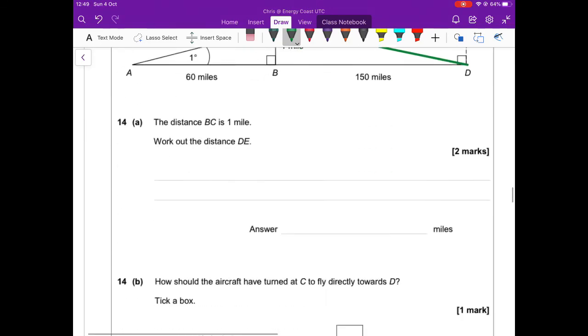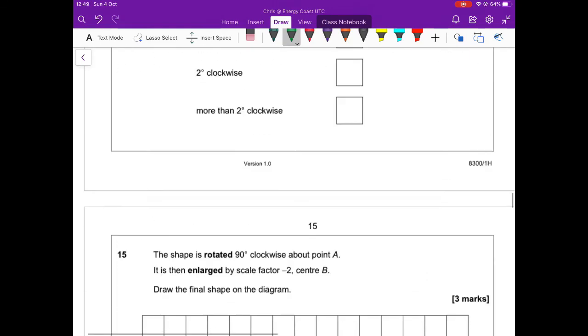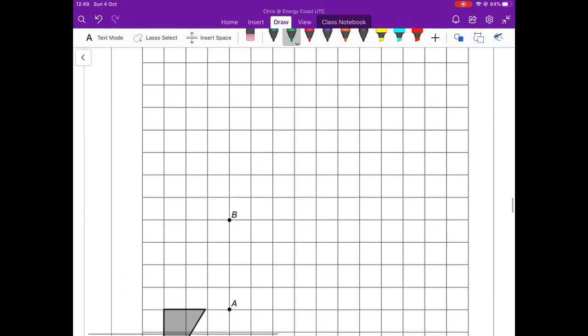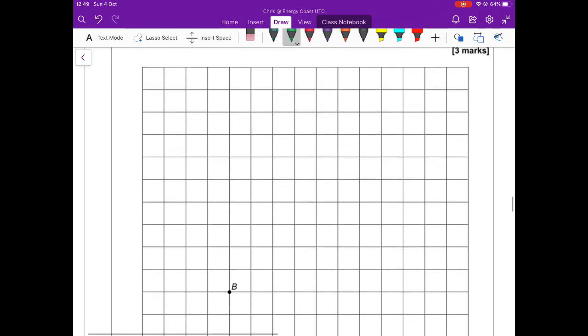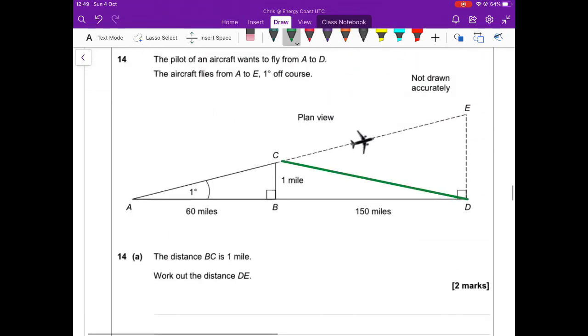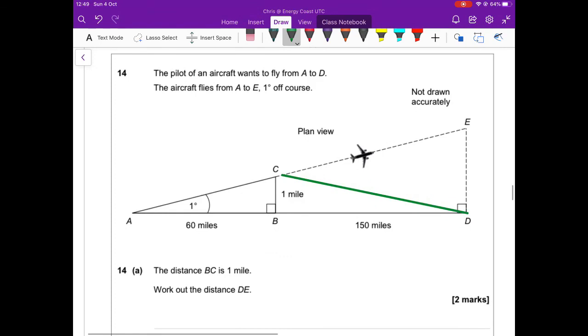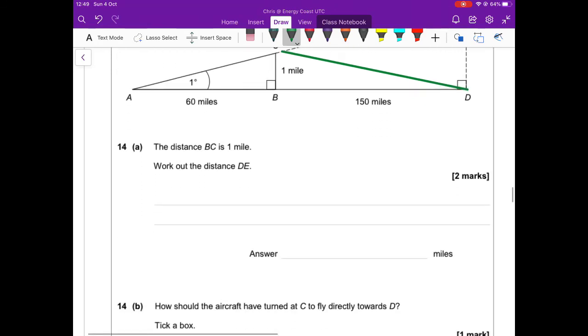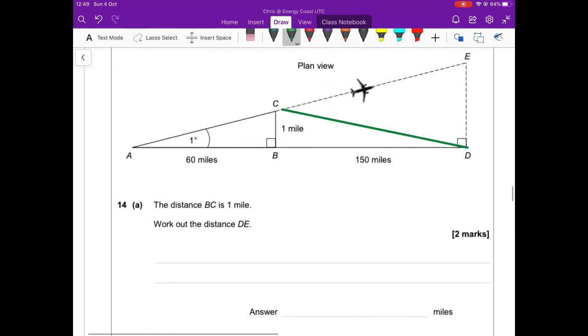And question 14, which is what I said was all I was going to do for this, okay? There are some that are fine, but I'll do them in another video, okay? That's probably enough for now. Question 14, the pilot of an aircraft wants to fly from A to D. The aircraft flies from A to E, 1 degree off course. The distance B to C is 1 mile, work out the distance D to E. This is exactly what we've been doing last week, my class, okay?